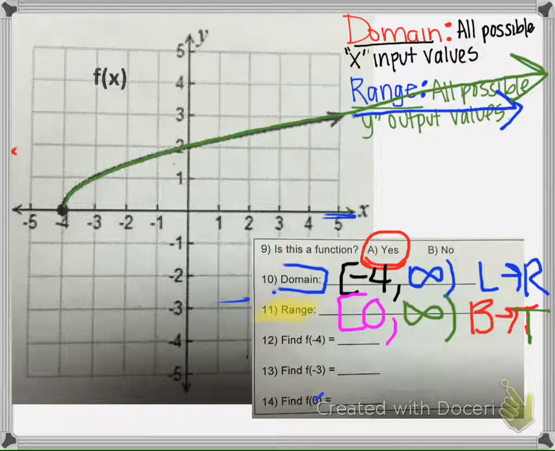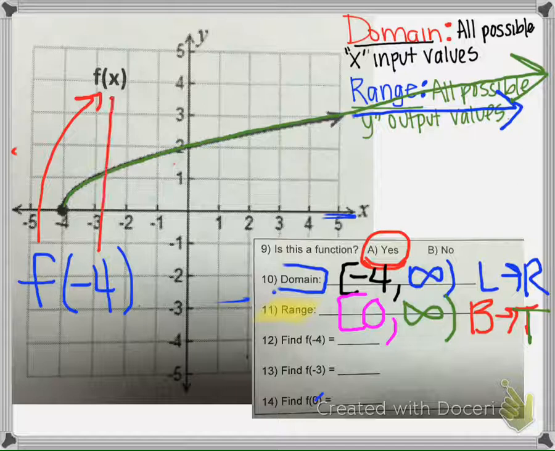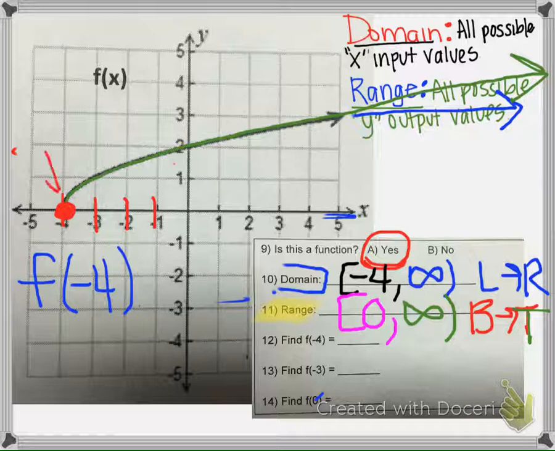Now we have a couple of review problems right here. We have, what is f of -4? So remember what f of -4 stands for? It's saying use function f, and instead of x, go to -4. So -4 is right here. And it's asking you, when x is -4, what is the output right here? So that point has an output of 0. So we would put 0.